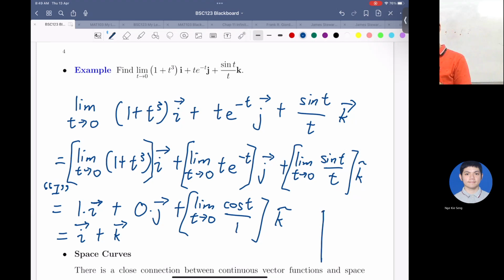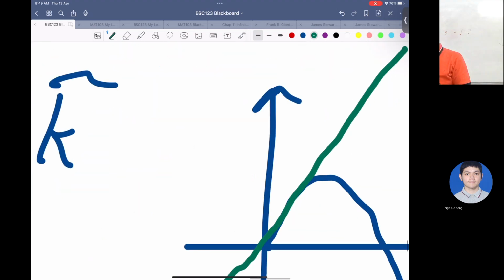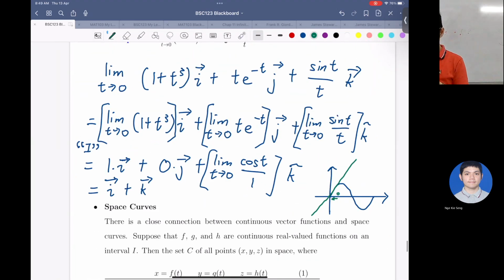Did I mention this in class? No, not yet. So what does this mean? If you compare the sine curve and the y equals x curve, when you get closer to 0, they actually meet up. So the limit equals 1.